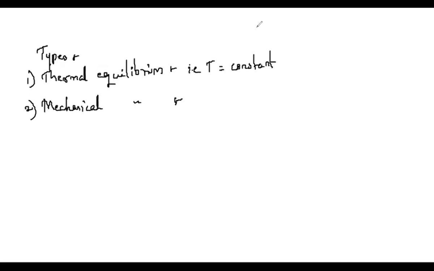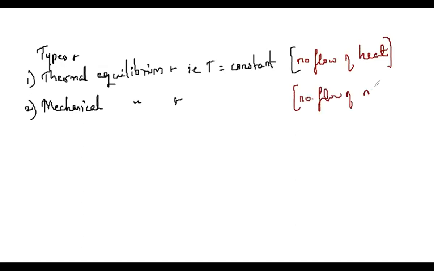Here thermal equilibrium means what? No flow of heat from one part to another. Mechanical equilibrium means what? No flow of matter from one part to another. That is called mechanical equilibrium, where we say P remains constant.